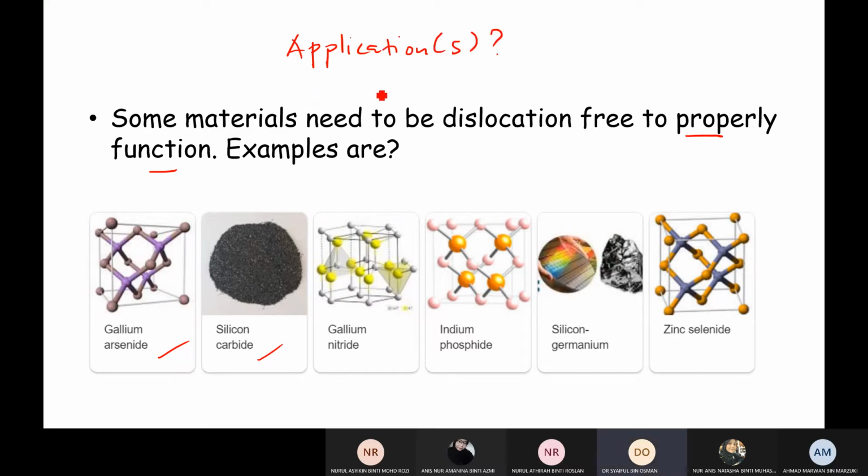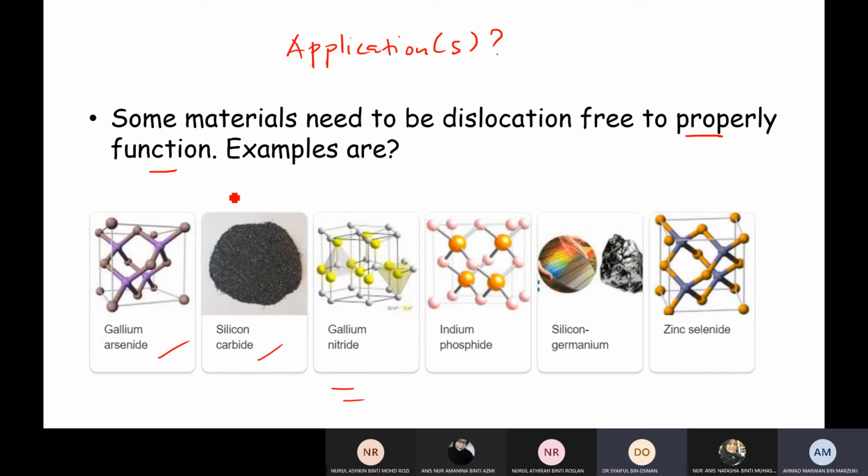We discussed about this sebelum cuti hari tu. Ada yang ingat tak? What are some application of this type of material? Tak ingat? Okay, you ada belajar semiconductor tak? Belum lagi. Okay.